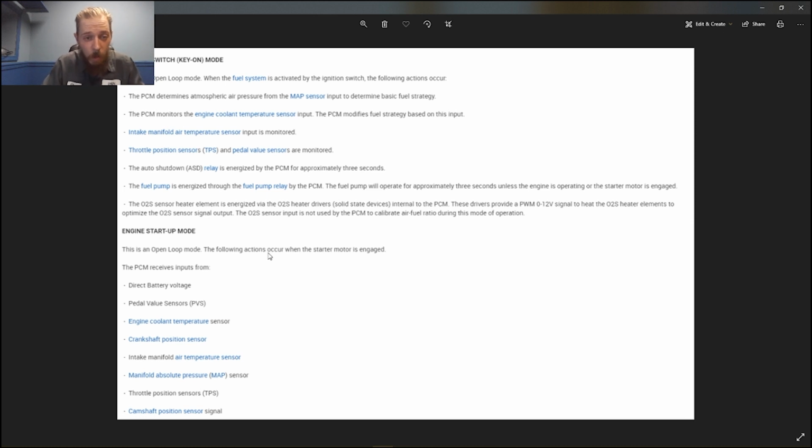So, long story short, let's get back to the important stuff that we care about. Engine startup mode, open loop. Following actions occur when the starter motor is engaged. Right off the bat, I'm not feeling super confident that this is going to give me anything, strictly from their wording. Their wording is "when the starter motor is engaged."